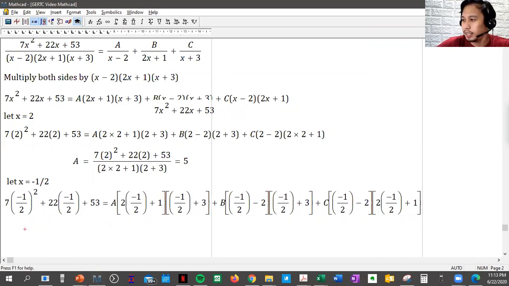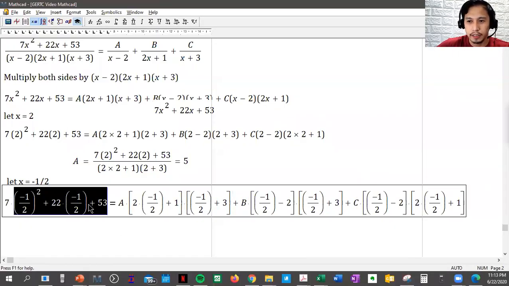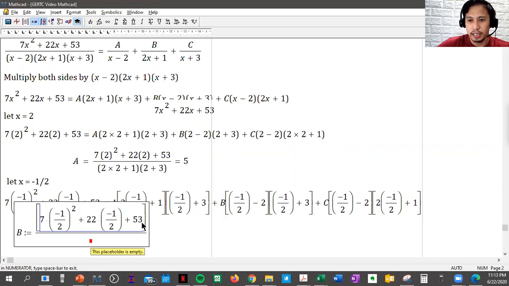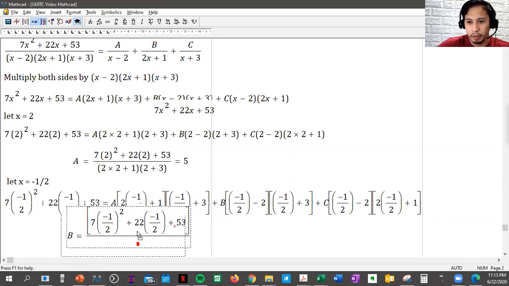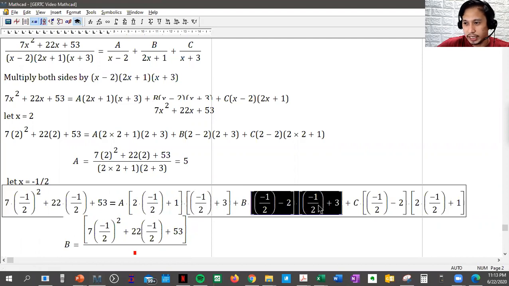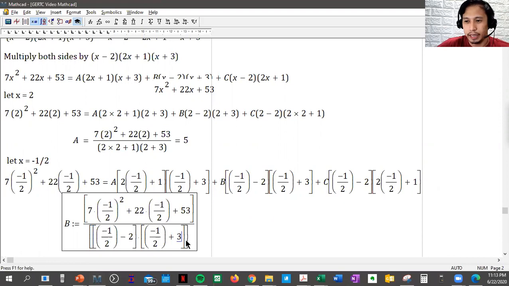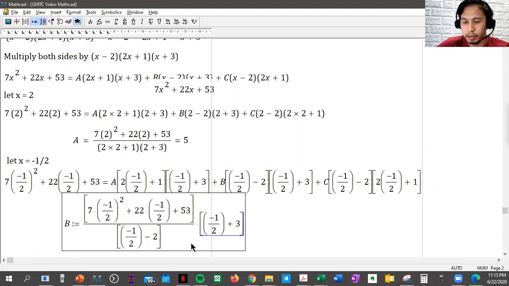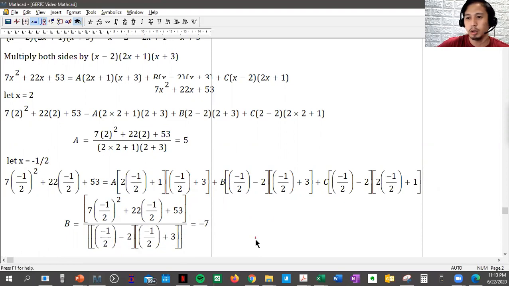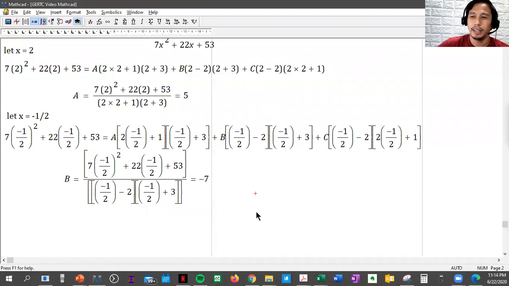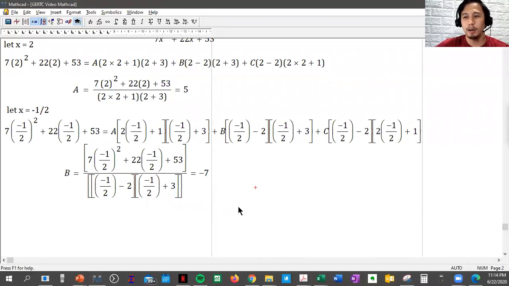So, yung matira dyan, this. Okay, ito ha, B na lang yung matira. B is equal to this over this. Okay? So, I'm letting the calculator solve for it na lang. So, solving for B, it gives me negative 7. Okay ba? Did you get that correctly? I hope you did.